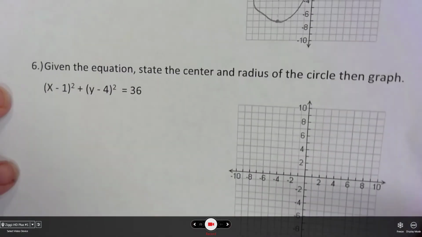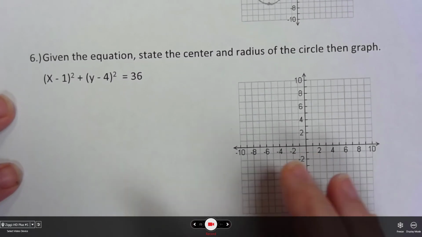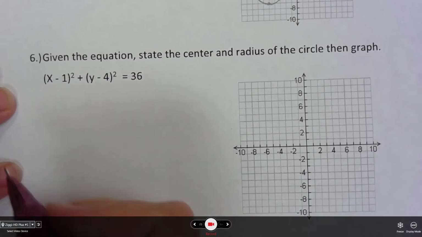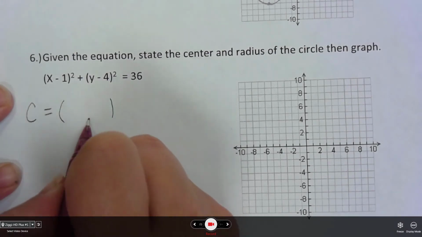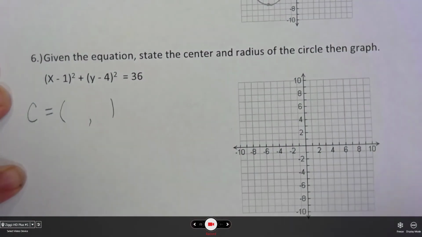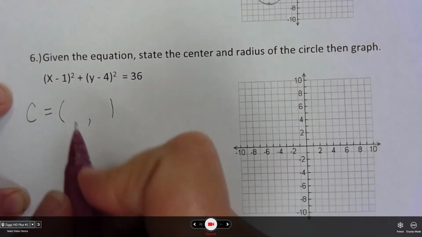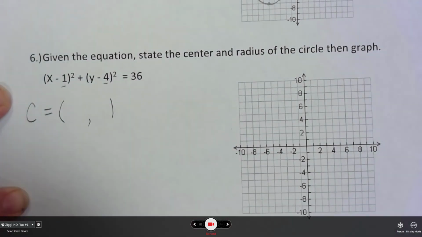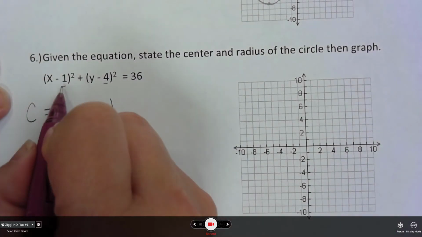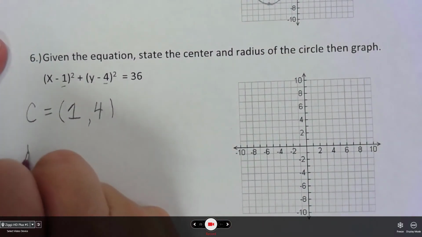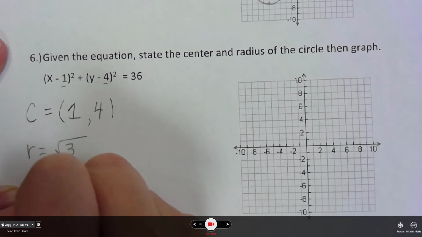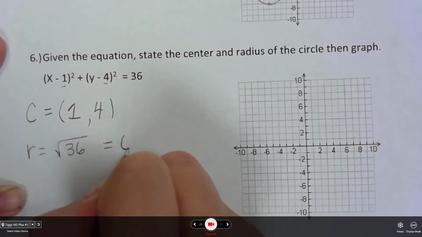All right, let's look at number 6. All right, here's the equation of our circle. We want to know what is the center. Remember, the center is a coordinate. It is a point. It has an x and a y value made up of the h and the k. So my center is going to be located at (1, 4). And my radius is going to be the square root of 36, which is 6.